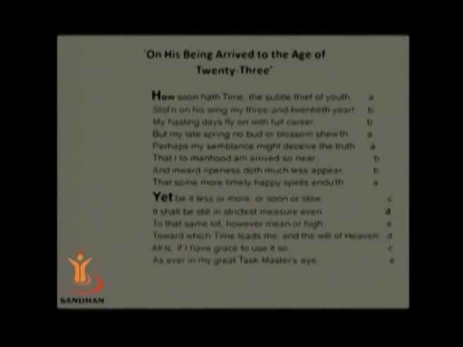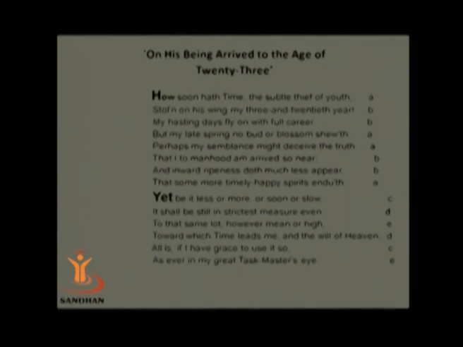To that same lot, however mean or high. Again, it does not rhyme with any of the above sounds that we have heard before with the word ending those lines, and so we'll have to assign it again a different alphabet, and so it becomes E. So here you have C, D, E. None of these lines rhyme with each other. The first 3 lines of the sestet do not rhyme with each other.